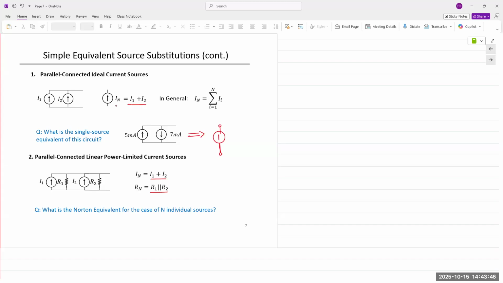How many say up? How many say down? How many say left? Anyone with right? Down is right. So you'll have 2 milliamps going in the downward direction. It simply means it's coming out this way. 2 milliamps.